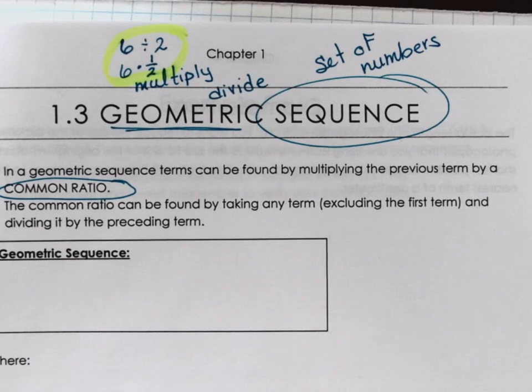What was it? Common difference. Common difference, right? So when we're talking about multiplying, we're going to be using a ratio. Guess what letter we're going to use for ratio? R. Look at you guys. Super smart. Okay, the common ratio can be found.